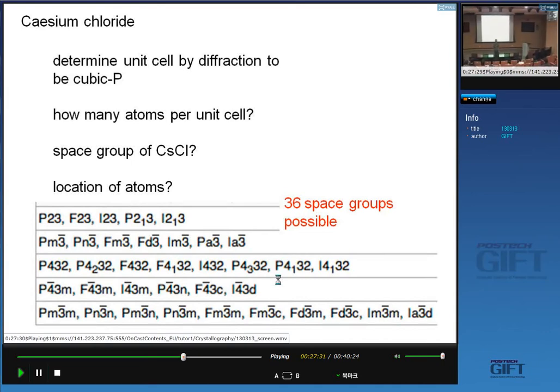Sorry? Just two, right? Cesium and chlorine. Okay? We don't know what the space group is, and we don't know what the location of the atoms is.